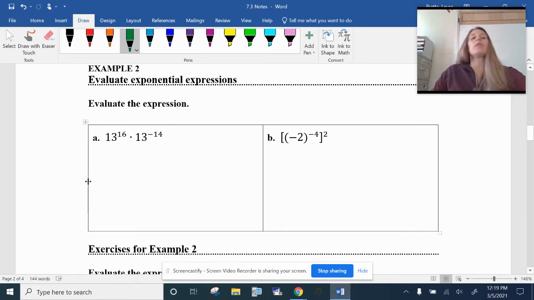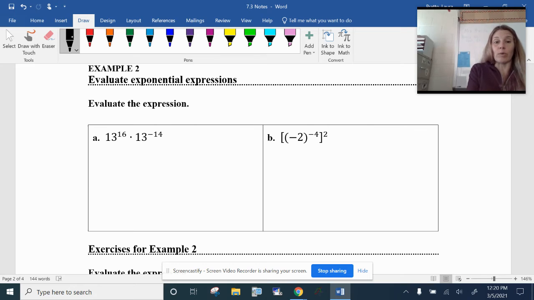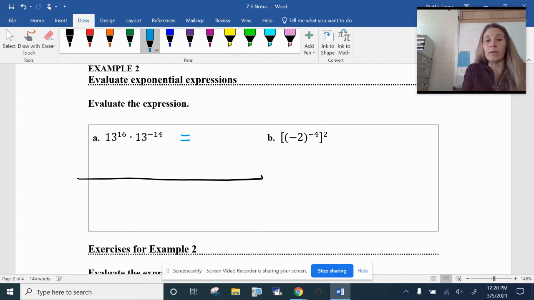Okay, so let's continue on. So here's an example of where we have a negative exponent inside, or in a problem where we're also multiplying. So we're multiplying these 2 powers. They both have the same base of 13. So typically when we find the product of 2 powers, we add the exponents. So one option for this problem would be to just simply add those exponents.